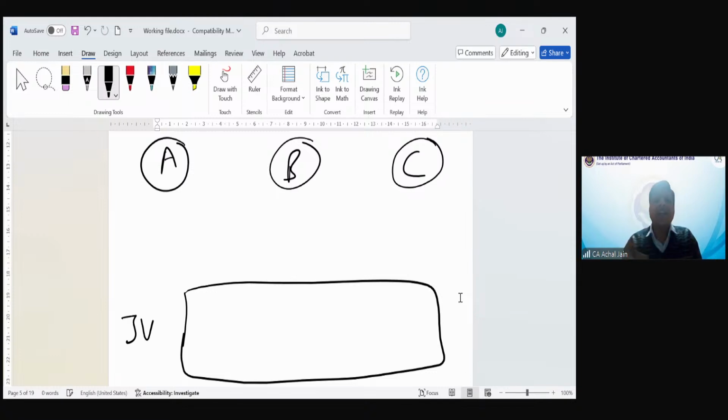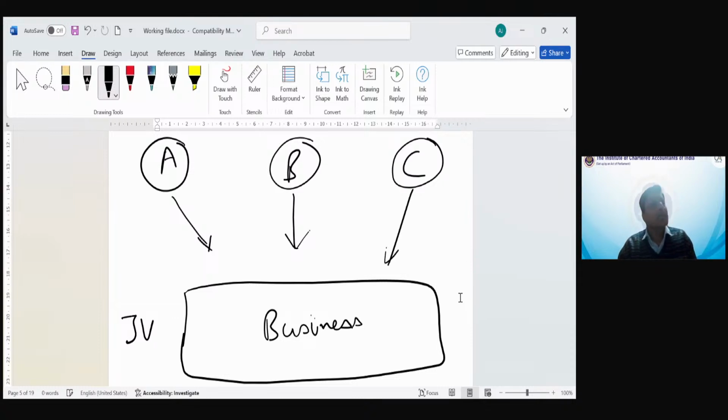Now, they have not created a separate company. Please understand, in respect of this business, they have not created a separate company. They are just running a business. If this business requires some material, A provides. If that material is available with B, B will provide. Any sort of supervision and managerial work, all of those roles are played by C.